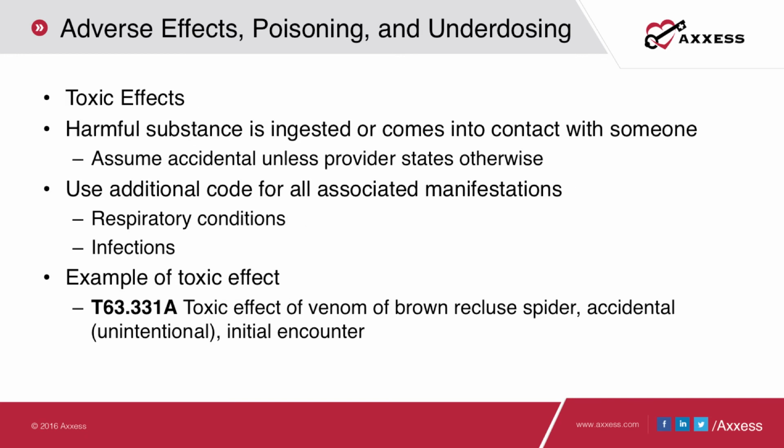We have another category to talk about here, and that's toxic effects of drugs and other chemicals. This comes into play when there's a harmful substance that's ingested or comes in contact with someone. Again, we are to assume it's accidental unless the provider states otherwise. We are to use an additional code for any associated manifestations when we code toxic effects. Those are things, for example, like respiratory conditions or infections. An example of a toxic effect would be T63.331A, toxic effect of venom of brown recluse spider, accidental or unintentional initial encounter.